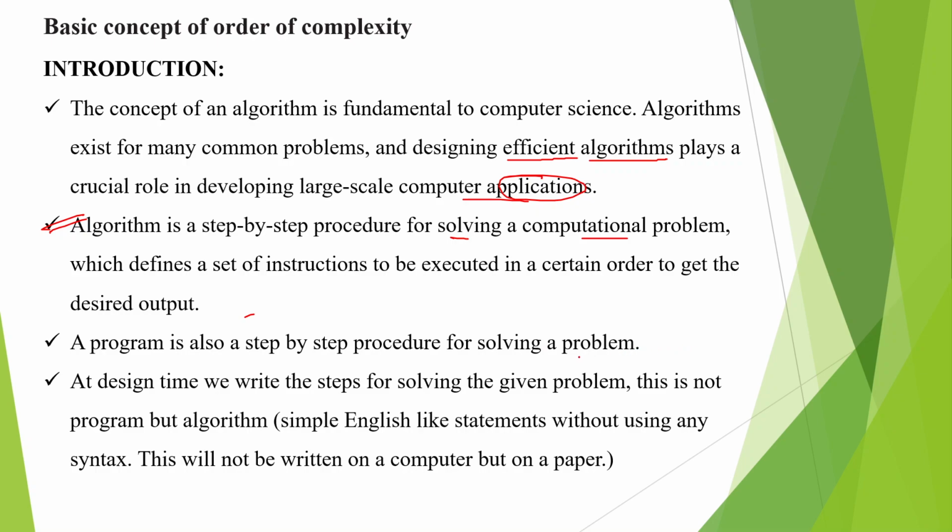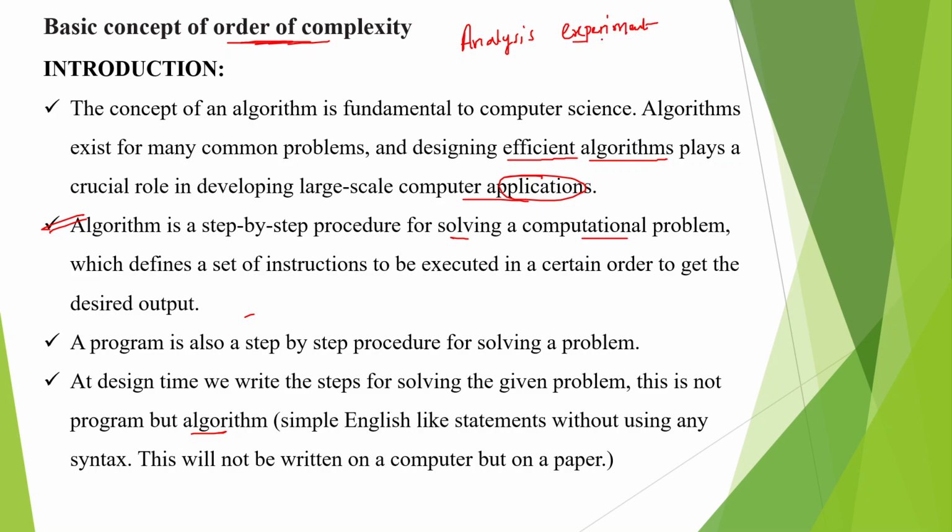This is not the program. I mean, at the design stage, whatever steps we write, we call it an algorithm. We will not call it a program. Okay, because whatever order of complexity we do now, there are two things: one is analysis and another one is experiment. Analysis and experiment. Soon you will understand these two terms.